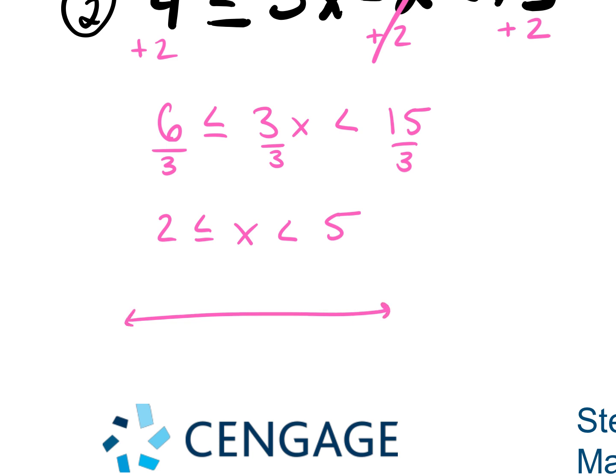We always want to start with the smaller number. So I have 2 and 5. At 2, am I going to put an open or closed circle? Closed. I'm going to put a closed circle because it is a less than or equal to. That equal to means that it's a closed circle. What about at 5? Open circle.